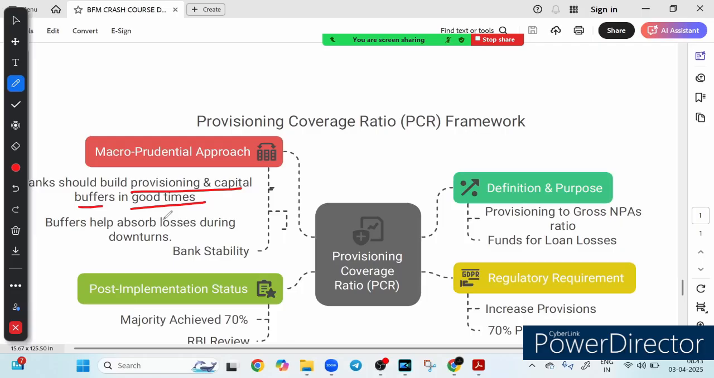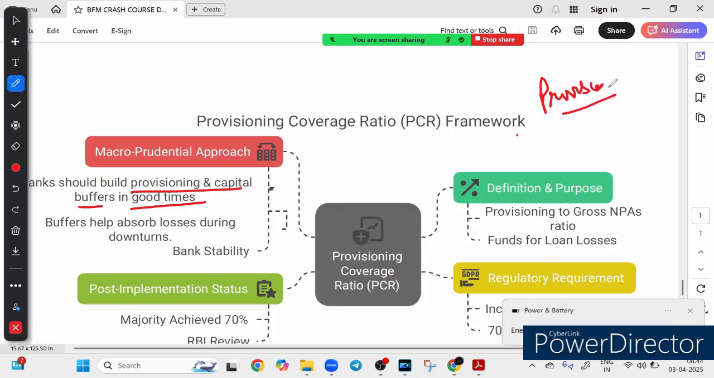Now friends, if you look at the definition and purpose, the primary goal of PCR is to ensure that banks have enough provision to cover the potential loss due to gross NPA, which is called non-performing asset, right? So what is the full form? What is the formula for PCR? In the numerator, we write the actual provisioning we have done, and in the denominator, we write the gross NPA, right?